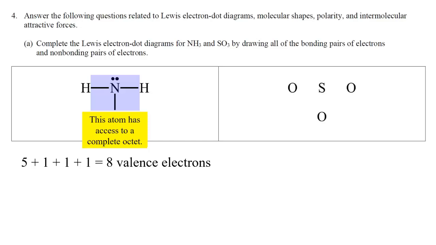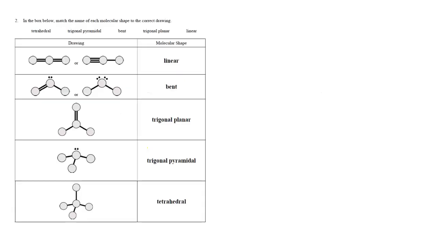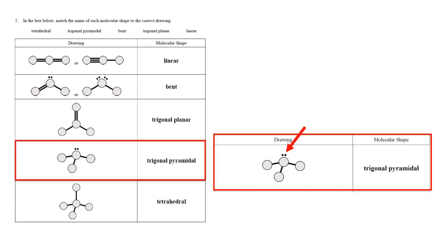So what are my choices for shapes for the NH3 molecule? Well, it's not going to be linear or bent. It's either going to be trigonal planar or trigonal pyramidal. And the question comes down to, is there a pair of electrons on that central atom? And the answer is yes. You can see it right there. So that lone pair of electrons on that central nitrogen atom will cause NH3 to have the shape that we know as trigonal pyramidal.